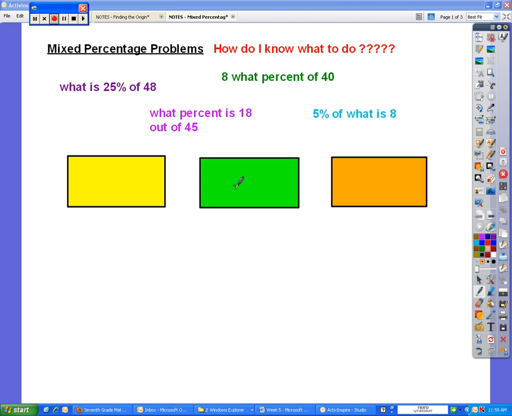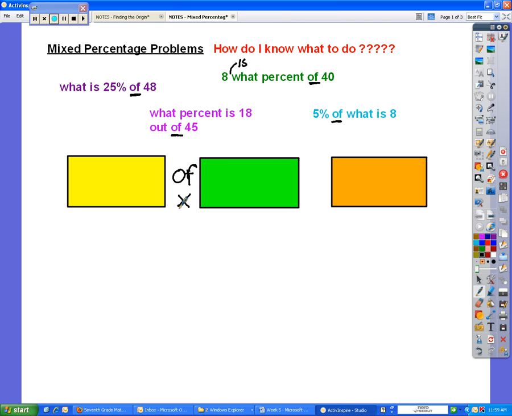Let's have a look at some of these statements. What do we have in common? I can see I've got an "of" here. "8 is what percent of 40?" We've got another "of" there. "5% of." We got "of" there. That's a really, really important one. Previously, when we first started, we found percentage of amount. So I'm going to put my keyword "of" in here. And as we know, in math, when we see "of," we're doing a multiply.